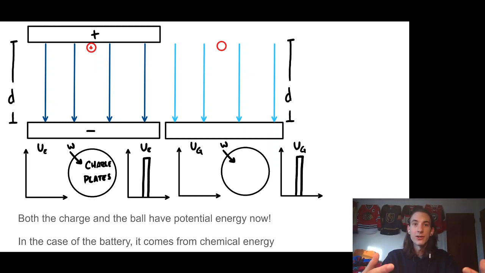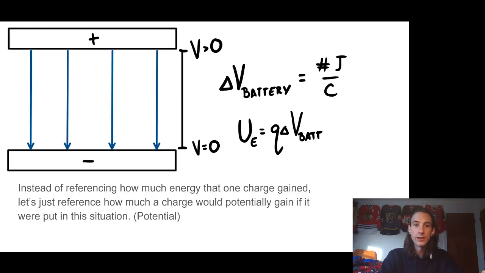So now we have these charges that are up by our top plate, and they have this stored energy, and we're thinking, hey, we can do something with this. So instead of just referencing how much energy one particle gains, instead of talking about one charged particle, what we want to do is keep it more general, like we did with electric field and electric potential. We want to talk about this in terms of, hey, how much could we do? How much could happen based on the amount of charge?